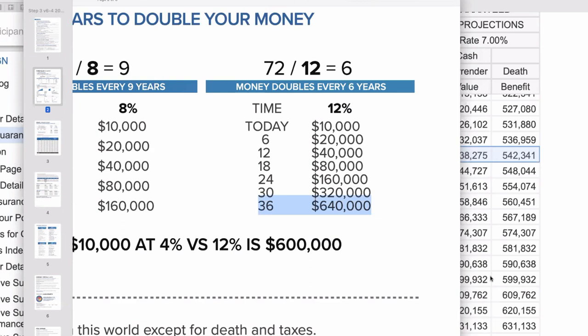Hey, what if I went another 6 years? Think about that. My $640,000 would double to $1,280,000. So now, what took me 36 years to build, I build it in the next 6 years. Power of time. Wealth is built with time. That's why get rich quick doesn't work. I want to get rich slow, but get rich for sure.